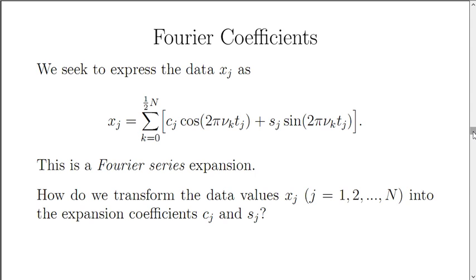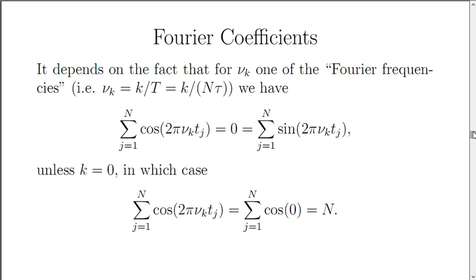But how do we transform the data values into the expansion coefficients? Well, it depends on the fact that for the frequency being one of the Fourier frequencies, we have the following property. The sum over all possible times of the cosine of 2 times pi times frequency times time is equal to 0. That's because every set of observation times completes a full number of cycles. The same is true for the sine function. Unless, of course, the frequency is 0, in which case the sum of the cosine is the sum of 1, which is just however many data points we've got.